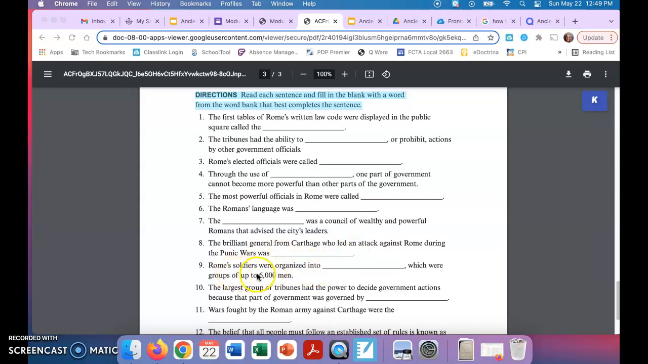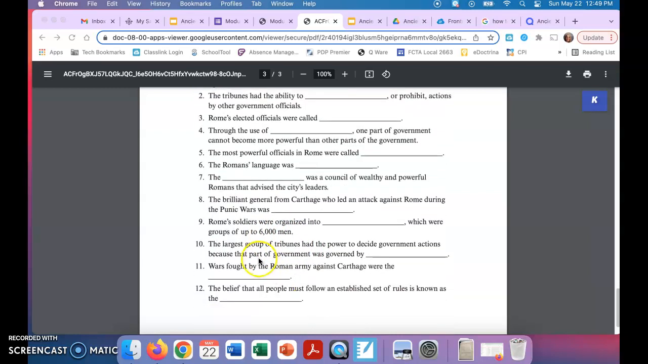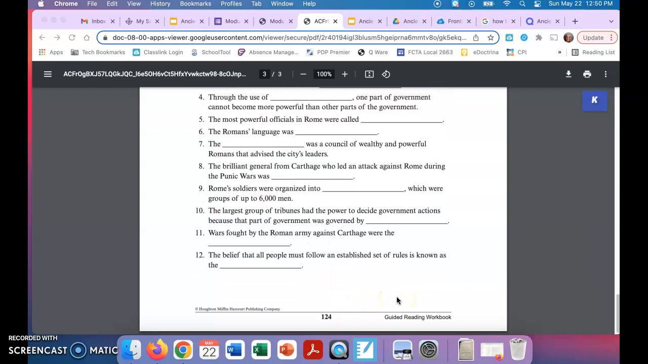Number 9, Rome's soldiers were organized into blank, which were groups of up to 6,000 men. Number 10, the largest group of tribunes had the power to decide government actions because that part of government was governed by. Number 11, wars fought by the Roman army against Carthage were the. There were 3 wars that made up this one. Number 12, the belief that all people must follow an established set of rules is known as the blank.